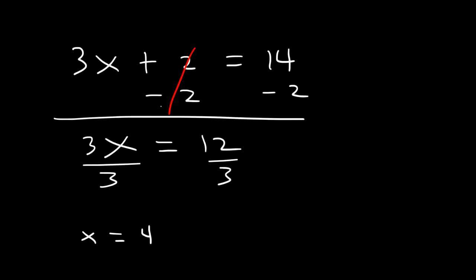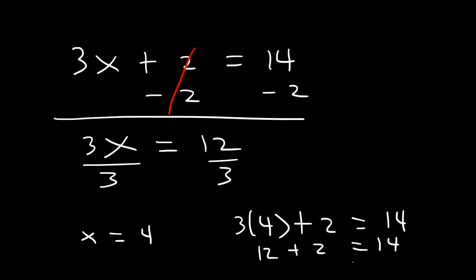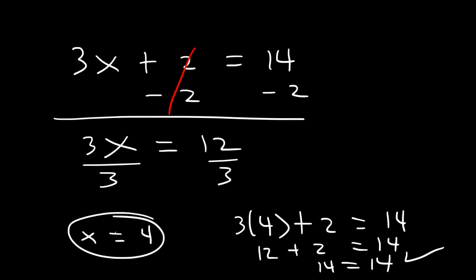Now if we check our work, 3 times 4 plus 2, is that equal to 14? 3 times 4 is 12. 12 plus 2 is 14. So the equation is verified. X is 4.